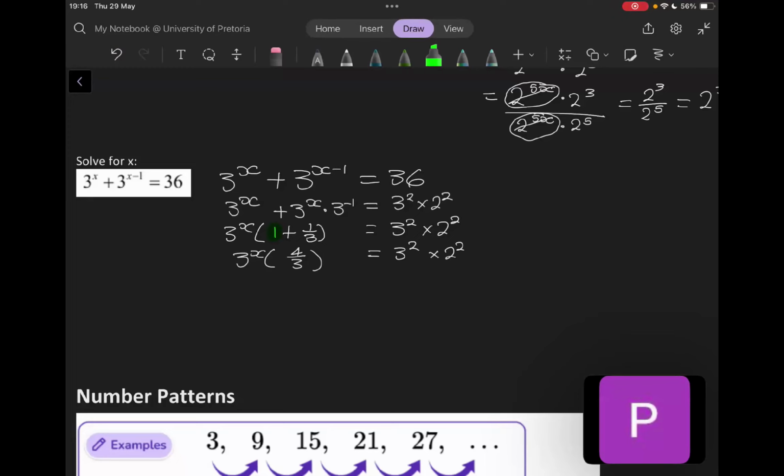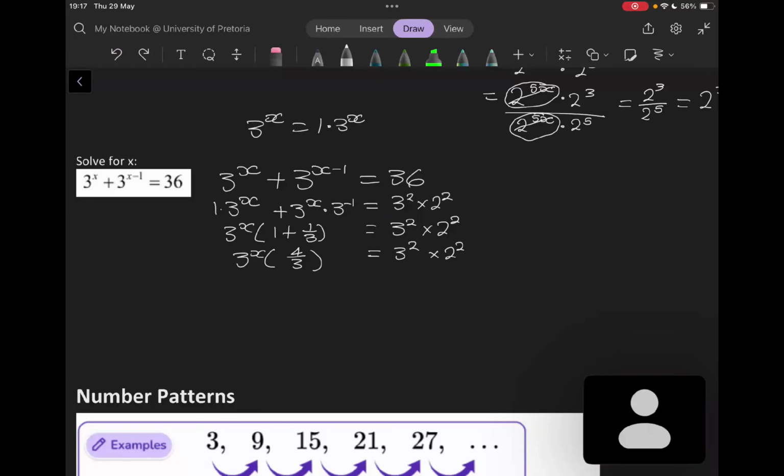It's because 3 to the power of x is the same as 1 times 3 to the power of x. So we just removed our common term, which is 3 to the power of x. Please explain again. Sir, can you please explain it again?